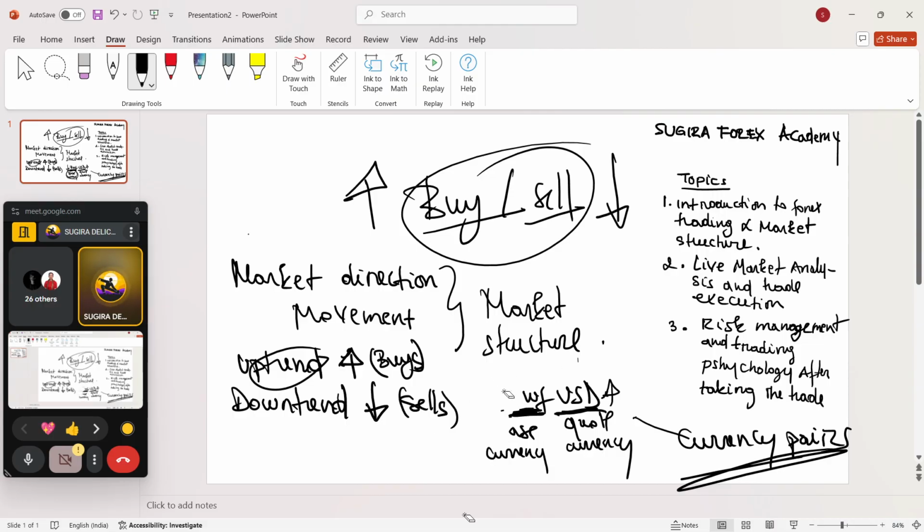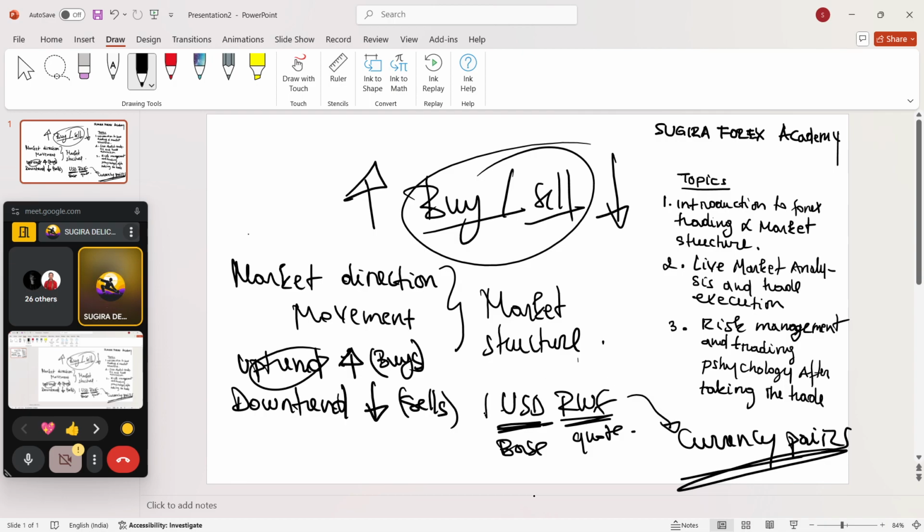Now, it is different if we have US dollar, Rwandan francs. Now US dollar has become our base currency and Rwandan francs has become our quote currency. Get my point? So if we are buying this currency pair, it means US dollar is gaining value over Rwandan francs.